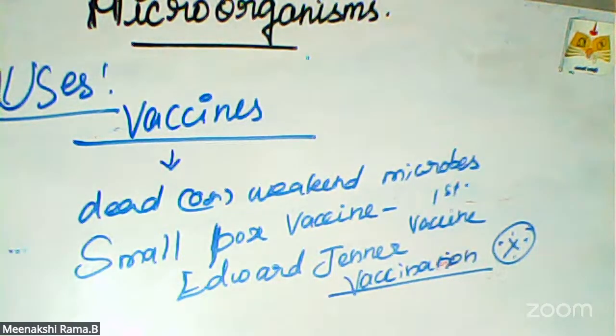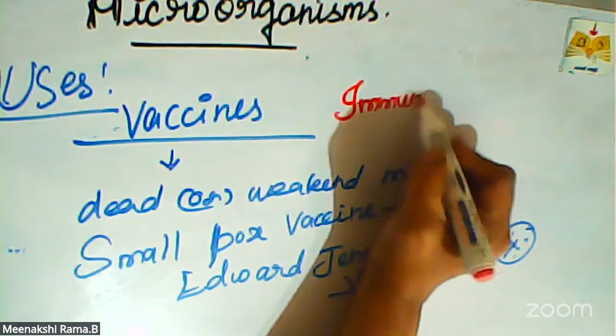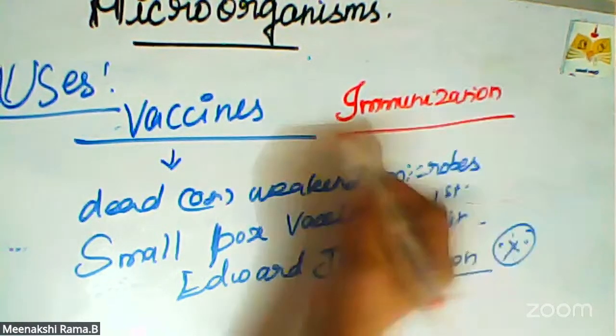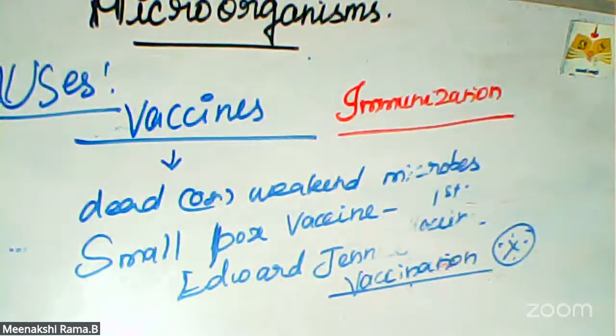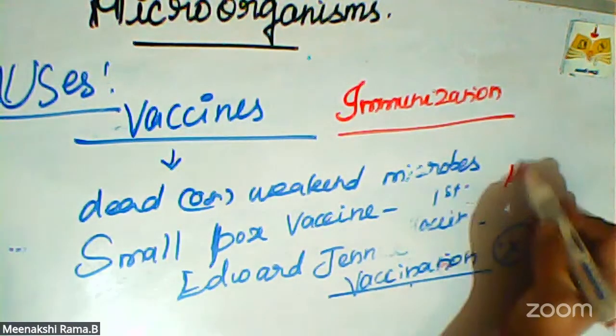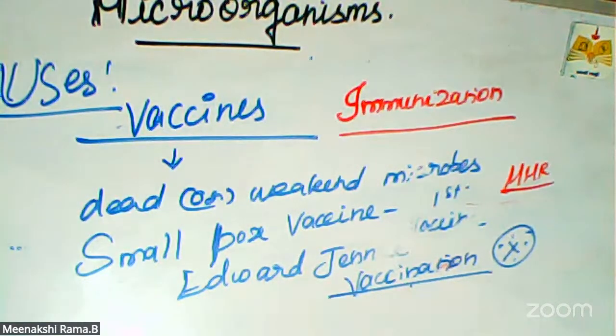So vaccination is otherwise called immunization. What is another term for vaccination? That is immunization. An example is the MMR vaccine. Yes, newborn babies take the MMR vaccine for preventing measles, mumps, and rubella. So a vaccine is given for preventing diseases.